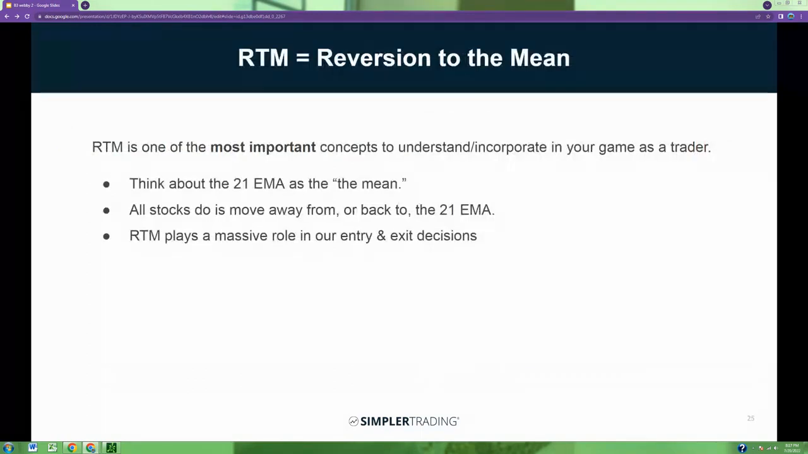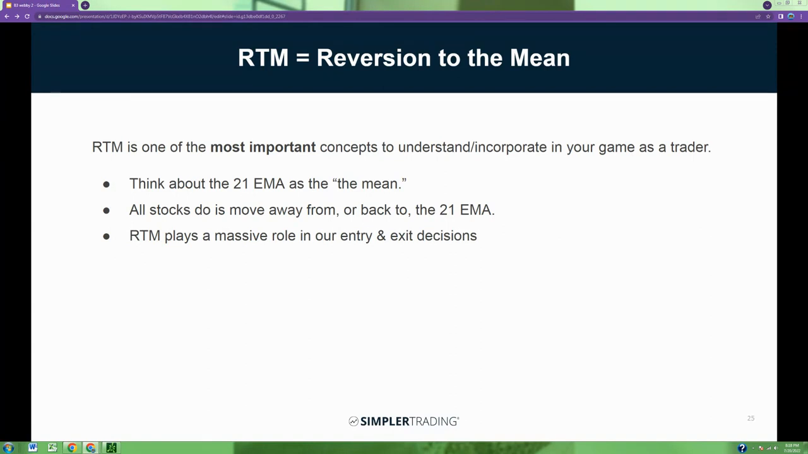Now, another way the 21 EMA is really helpful. I really think one of the more important concepts you want to have a good grasp of as a trader is reversion to the mean, RTM. In plain English, what this means is all stocks in the market tend to do, and I'll show you a few examples, is push away from and then back to the 21 EMA. Stocks move away from the 21, but they always come back home.